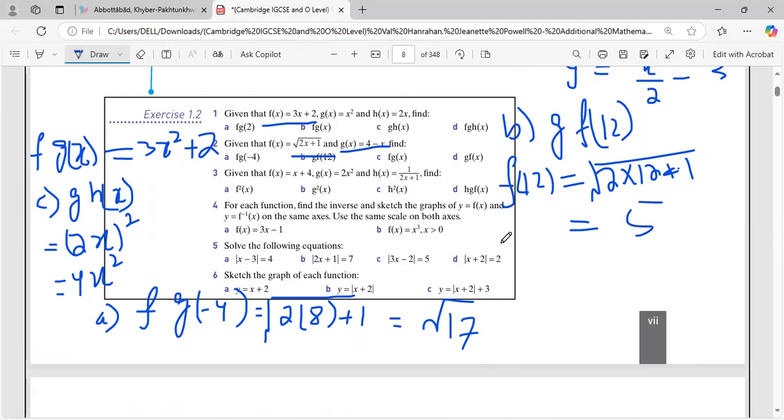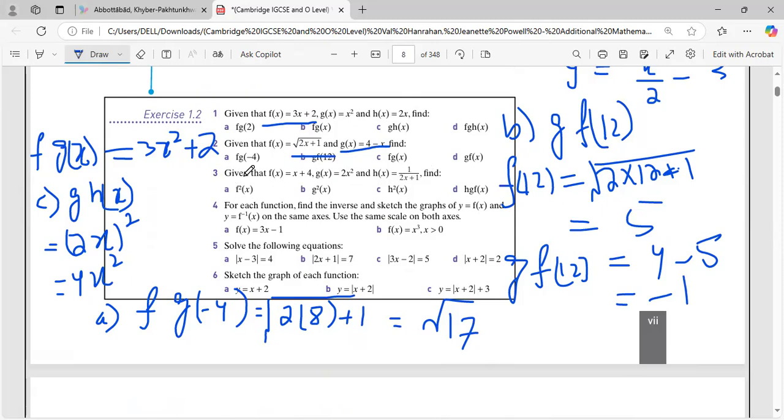So g of f of 12 is equal to g of 5, and g of 5 will be equal to 4 minus 5, that will be equal to negative 1. So similarly, you can solve this c part and d part. These both are the same, a and b.